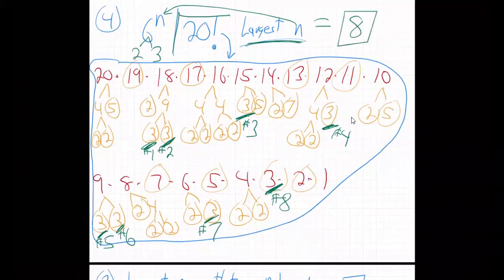What's the biggest power you can put on that 6? You can put 8 power on it. And 6 to the 8th is the largest power on the 6 that will go evenly into 20 factorial, because you can make 8 6s out of all that stuff. And so there's the answer. Are we good on that? Is this making sense?